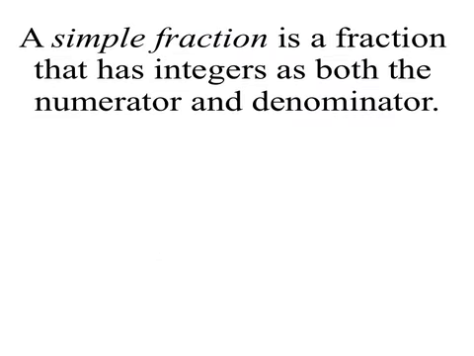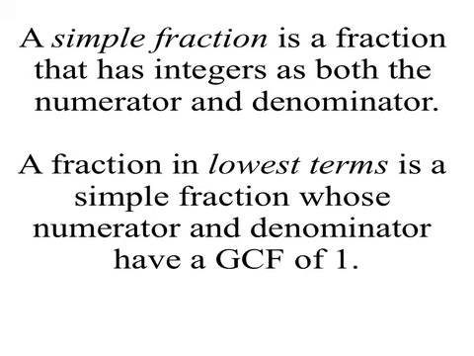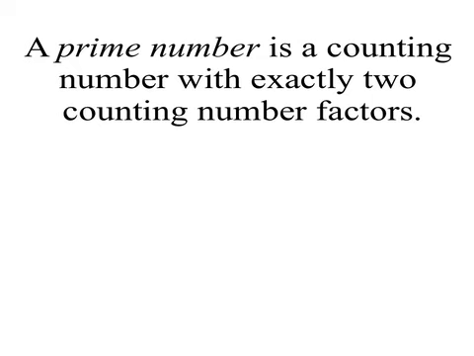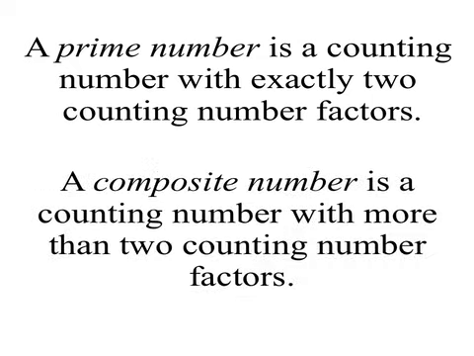A simple fraction is a fraction that has integers as both the numerator and denominator. A fraction in lowest terms is a simple fraction whose numerator and denominator have a greatest common factor of 1. A prime number is a counting number with exactly 2 counting number factors. A composite number is a counting number with more than 2 counting number factors.